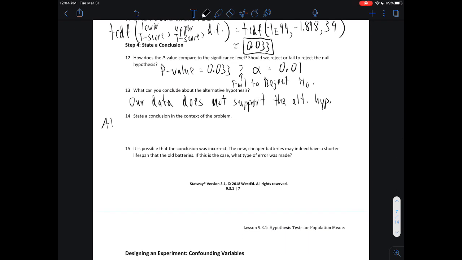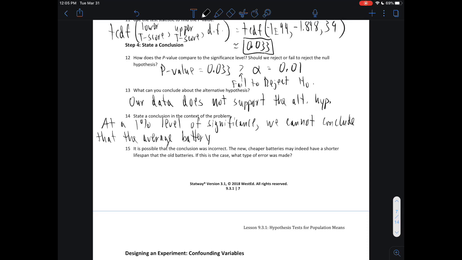So we can say at a 1% level of significance, we cannot conclude that the average lifespan or the average battery life of the new batteries is less than 55 hours.